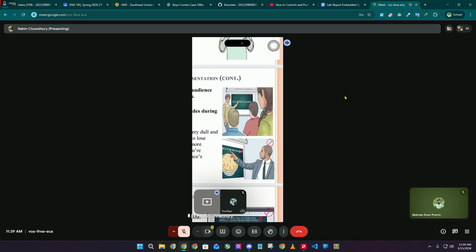মানে you are just reading out from this slide. So এটা কিন্তু একদম আমি বলছি, this is banned. You are not going to read out from this slide.